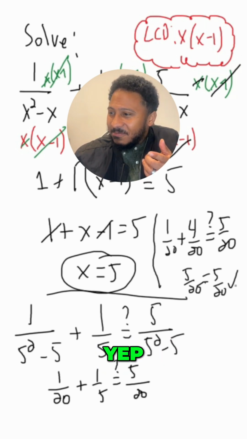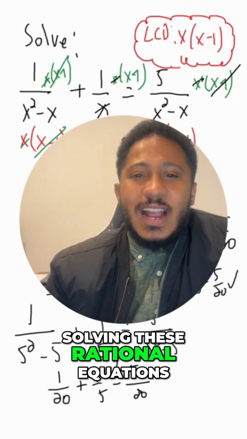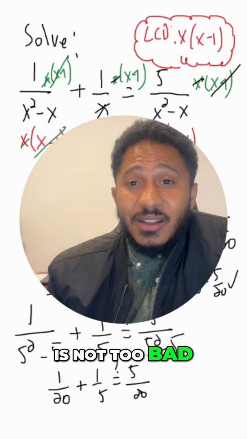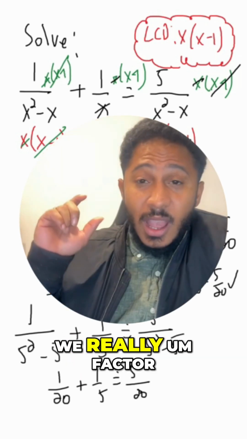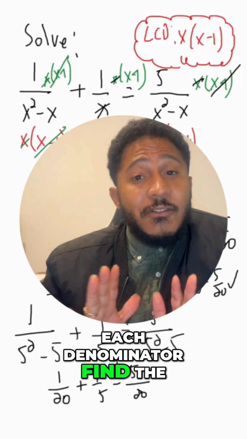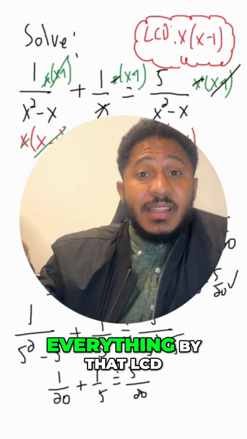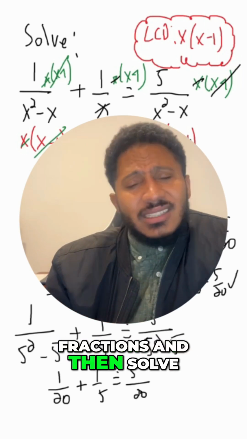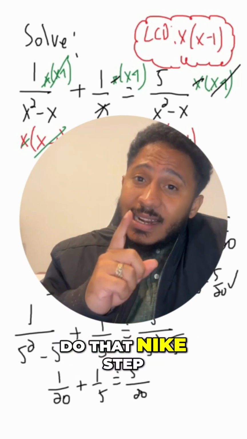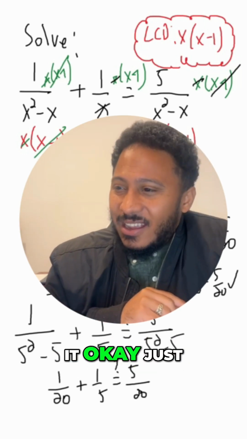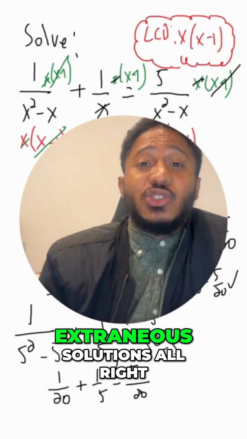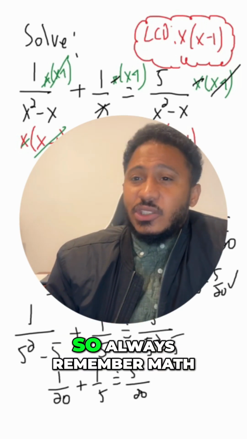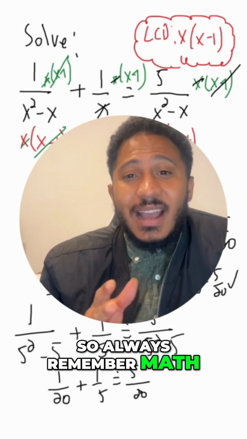Yep. So, again, solving these rational equations is not too bad. Okay? We really factor each denominator, find the least common denominator, multiply everything by that LCD to get rid of all the fractions, and then solve. But make sure we do that Nike step. Make sure we check it, just to see, make sure we don't have any extraneous solutions. All right? So, always remember, math is everywhere.